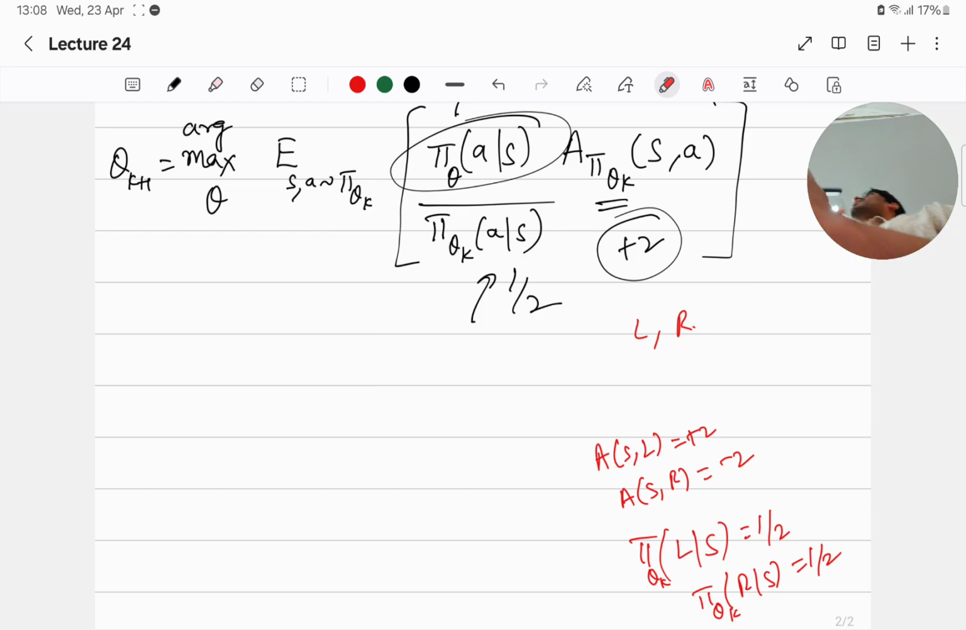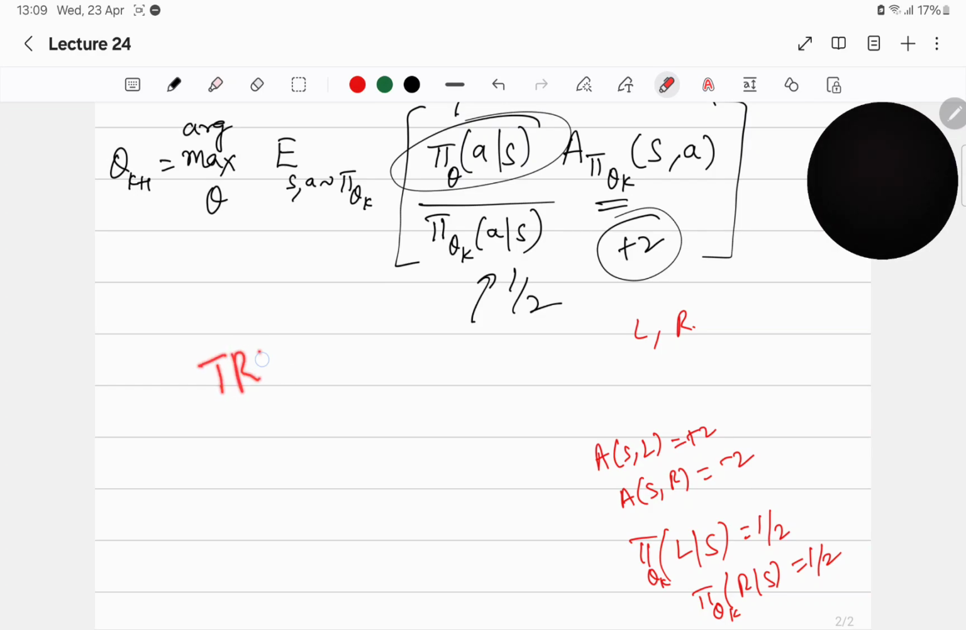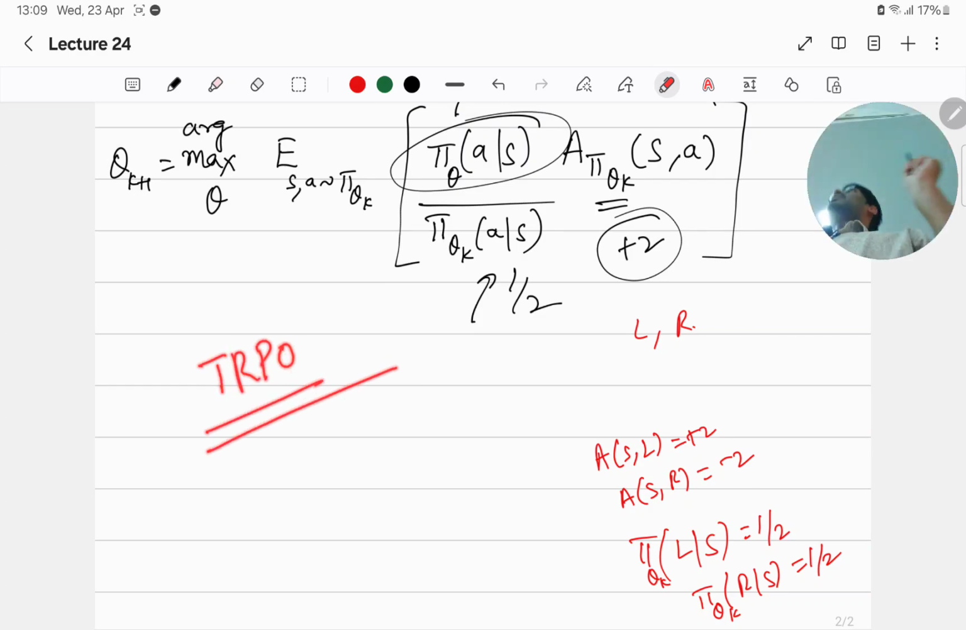So PPO, while it is interested in maximizing this objective, will ensure that there is some limit on how much you can update your policy. You should not suddenly change your policy to something very different. There are a lot of algorithms which try to do something like this. One such algorithm is called TRPO, which stands for trust region policy optimization.